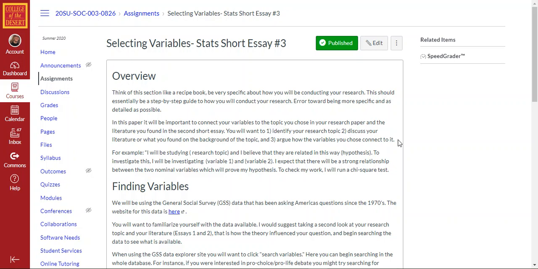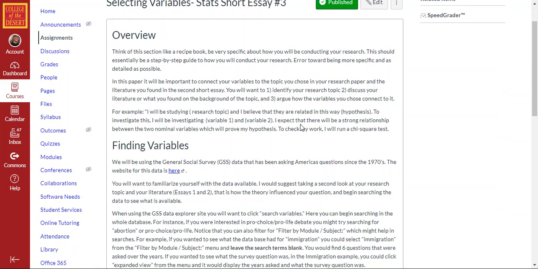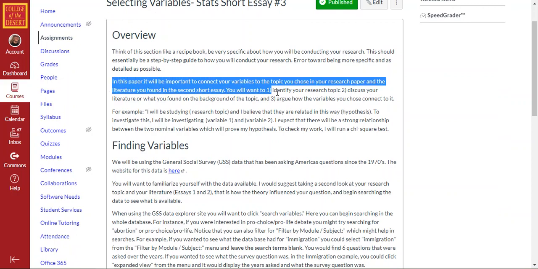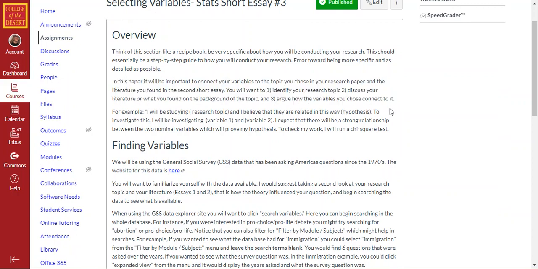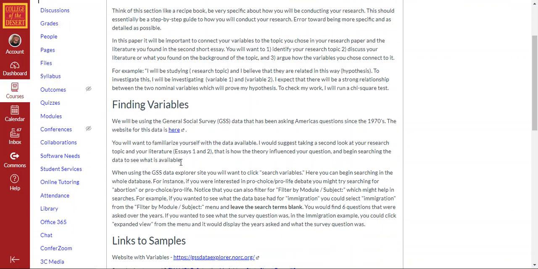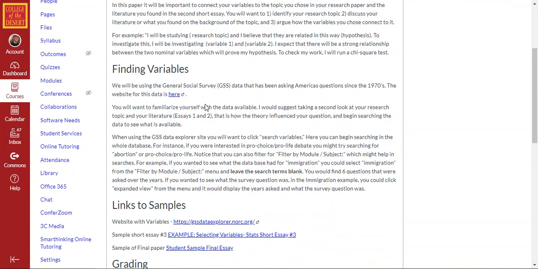So the basic idea here is you're going to be building off your first two papers. In this paper, you're going to want to connect the research topic you identified in the first essay with the second essay, the sort of background you found on your topic. And to do that, that'll be your way of capturing how you would look at that topic in variable form. So let's see what this looks like. There are two parts to this: one, finding your variables, and then talking about how you're going to use those.